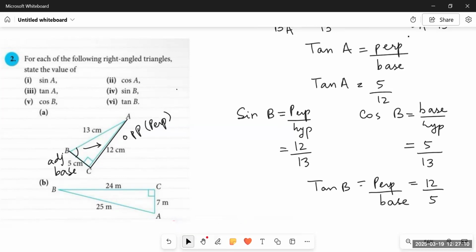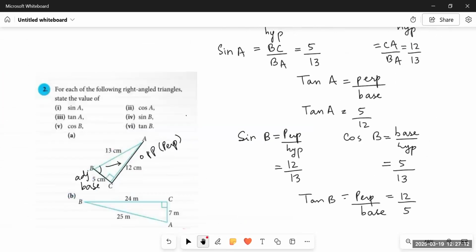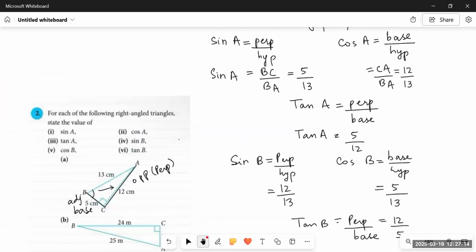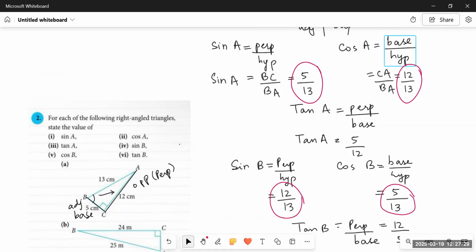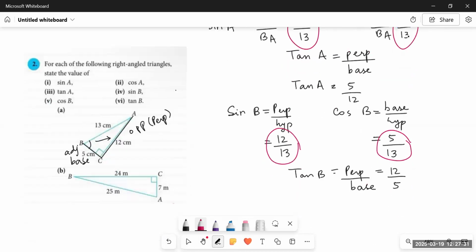So you see, the cos A and sine B are the same. This is sine A and cos B. They are the same. Similarly, cos A and sine B are the same. But when it comes to tangent, the formulas would be reversed, inverse of each other. This is 5 upon 12, so this would be 12 upon 5. Now let's do the same thing for part B.